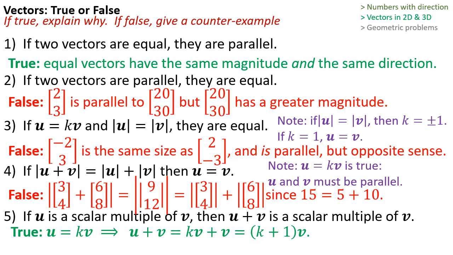For the last one, if u is a scalar multiple of v, then u plus v is also a scalar multiple of v. This one is true, and you can see it because if u is a scalar multiple of v, you can replace u with k times v, and then we've got k lots of v plus 1 lots of v. We've just got a different scalar multiple of v, k plus 1 times v. For instance, if u was equal to 3 times v, then u plus v would be 3v plus v, which is 4v. Therefore, u plus v is also parallel to v.